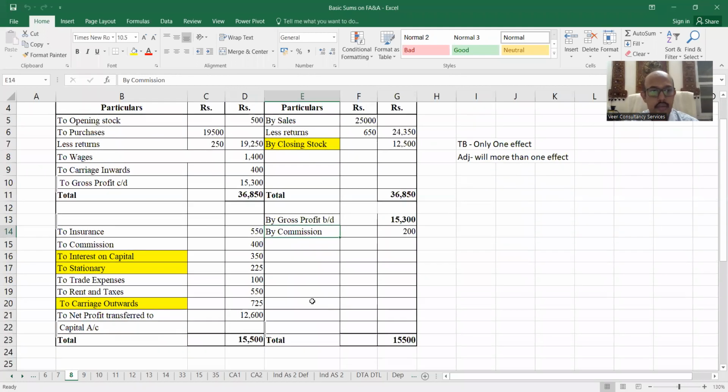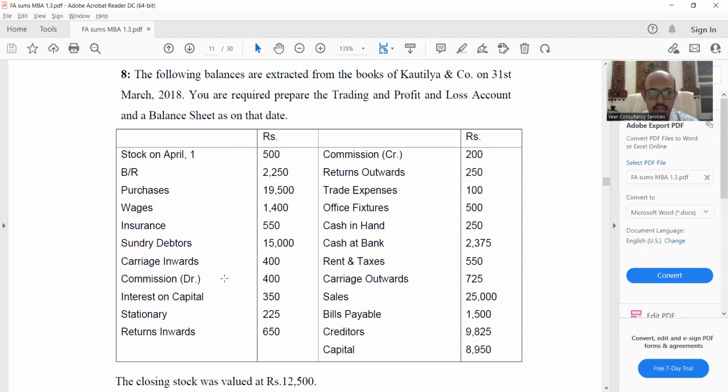This debit commission will come on the debit side of the profit and loss account. So you write to commission on the profit and loss account. Please make a note that commission, this debit will go in the profit and loss account on the debit side.